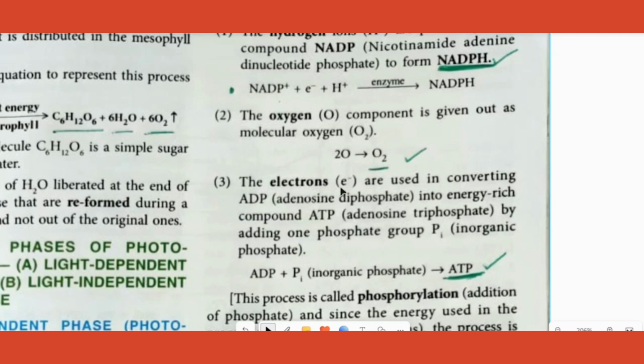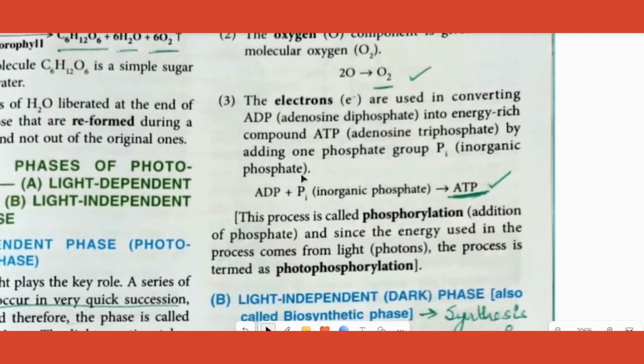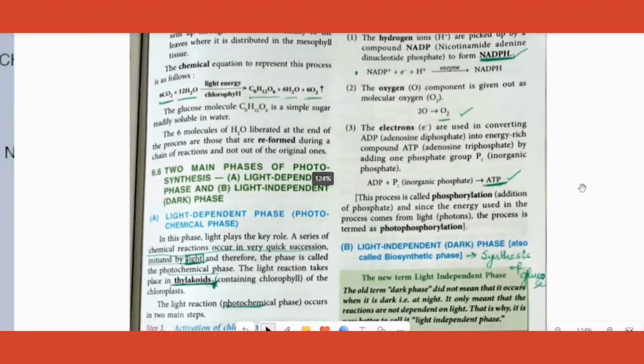Another is electron. What happens to the electron? Electrons are used in converting ADP, another molecule, into ATP, expansion of which you should know. And this process requires what? The electrons that are released from photolysis, which is breaking of water. And this process is also very important because its definition is asked. What is meant by photophosphorylation? Phosphorylation is nothing but adding of inorganic phosphate to ADP, forming ATP. But in this case, since light is the energy that is used here, we call that type of phosphorylation photophosphorylation. Okay, so we understood till now, I hope.